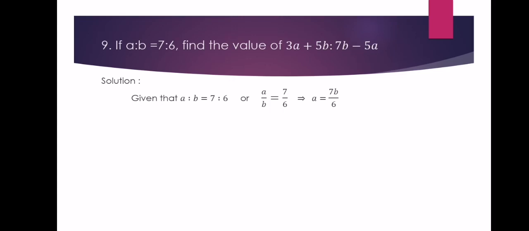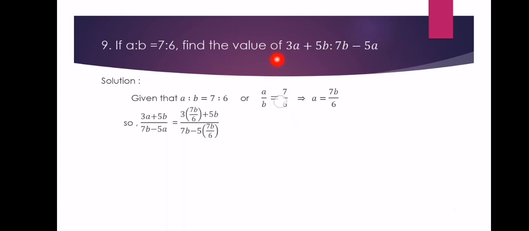Question number 9 is, if A ratio B is equal to 7 ratio 6, then find the value of 3A plus 5B ratio 7B minus 5A. We have been given that A ratio B is equal to 7 ratio 6, or in the form of fraction it can be written as A by B is equal to 7 by 6. We can find out the value of A by multiplying B on both sides. So we get A is equal to 7B by 6.